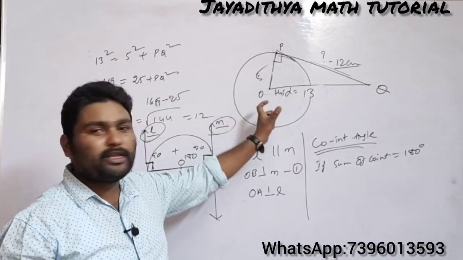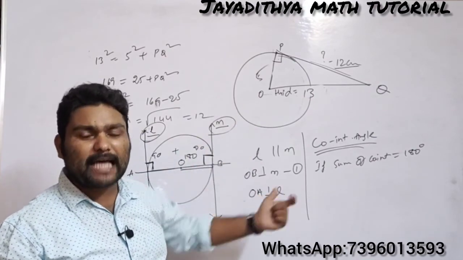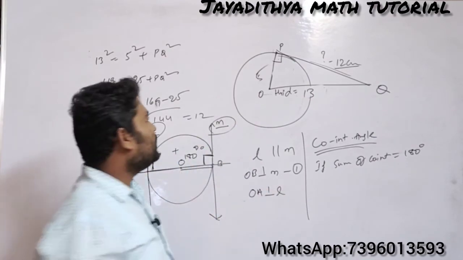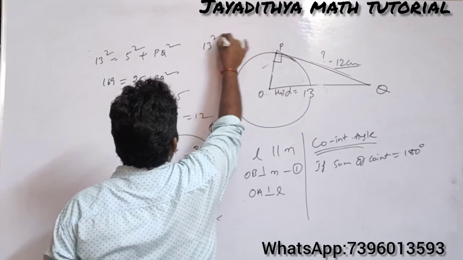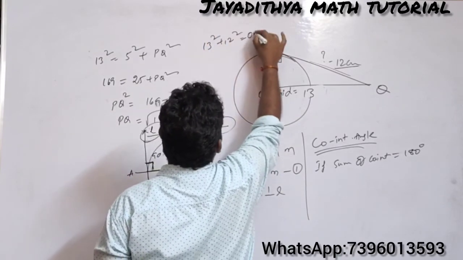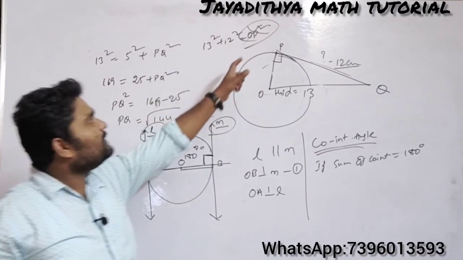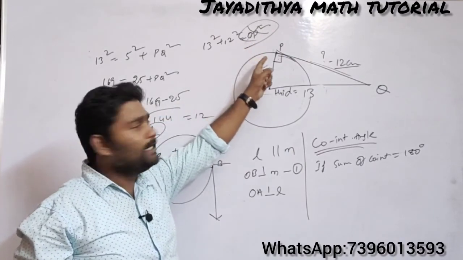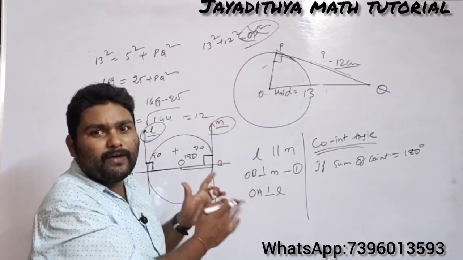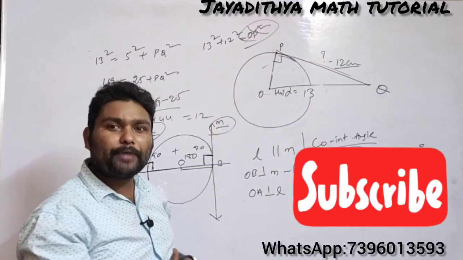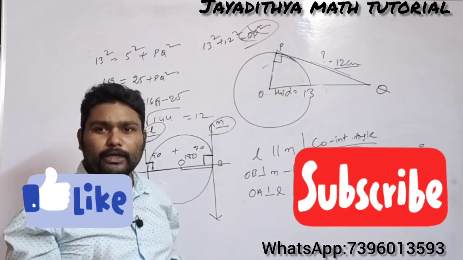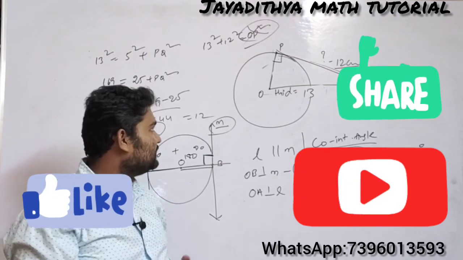The only thing is draw the figure correctly and you understand which is hypotenuse. Many students, if the problem is like this, they will be doing like this now. 13 square plus 12 square is equal to OP square. How foolish is that? OP is not the hypotenuse here. Always the side which has only single side should be hypotenuse. Hypotenuse should be on one side and other two sides should be on the other side. Keep in mind in that manner only. Okay, then you can solve the problems easily.